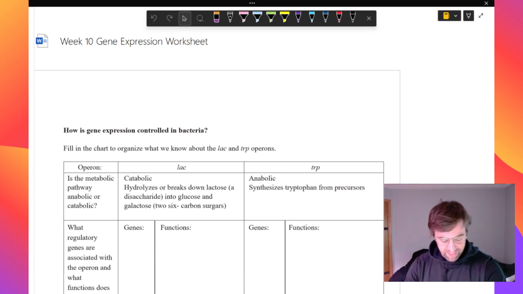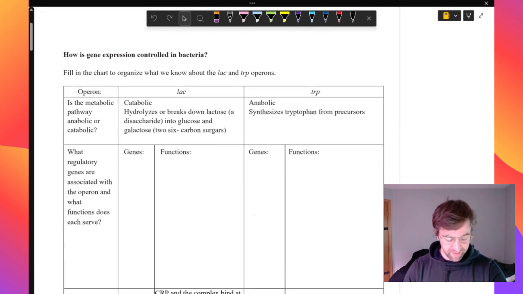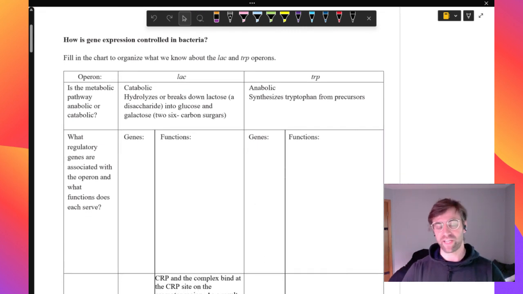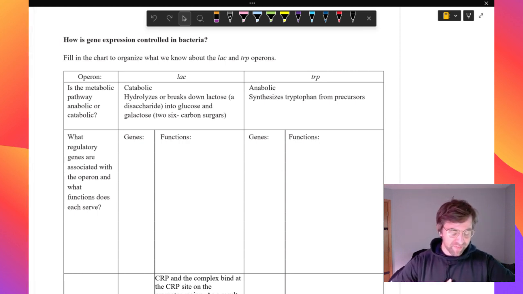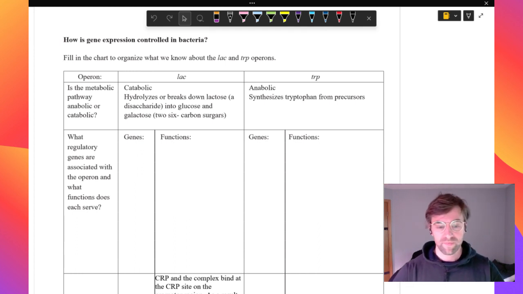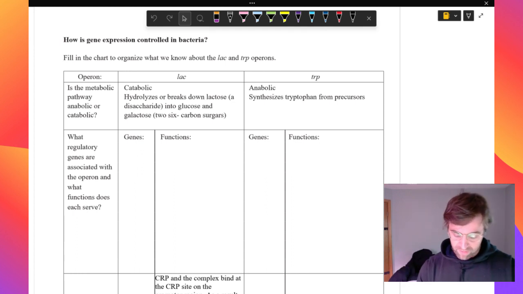So how is a gene expressed? How is gene expression controlled in bacteria? In general, we're looking at E. coli because it's a very easy to study organism. Specifically, we're looking at the lac operon and the tryptophan operon. These are two of the most famous, most well-studied metabolic pathways that we know about, and that's why we use them as this sort of intro biology example.